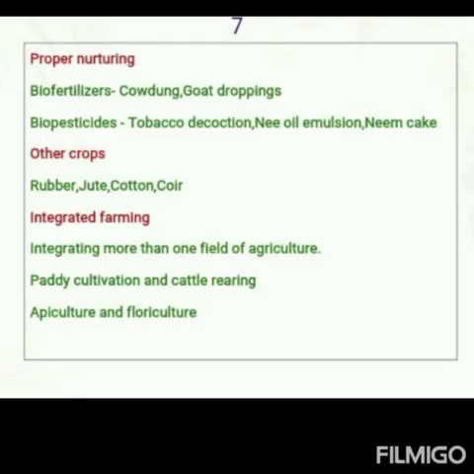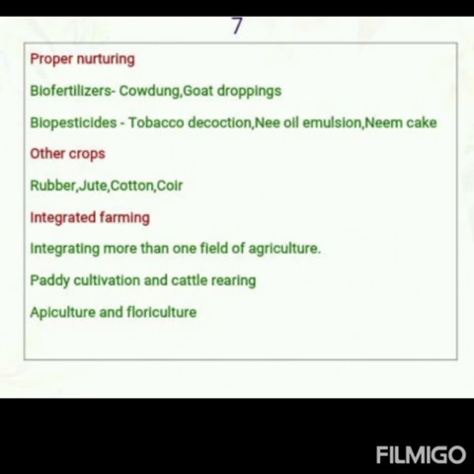And next we have seen the crop management. That is we used chemical fertilizers and pesticides for growth of the plant. But we know that these pesticides and chemical fertilizers have both advantages and disadvantages. So we have moved into biofertilizers and biopesticides. And some examples for biofertilizers are cow dung, goat droppings, etc. And biopesticides are neem oil emulsion, neem cake, etc. And all these preparation methods we have already learned.